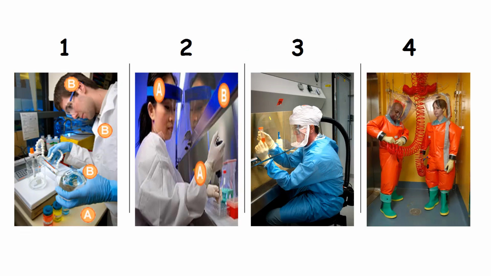So these are just pictures of the personal protective equipment needed for the different biosafety levels, 1, 2, 3, and 4. Again, the major one is for the face. You go from goggles to a full face shield to a respirator to a full body suit, basically.